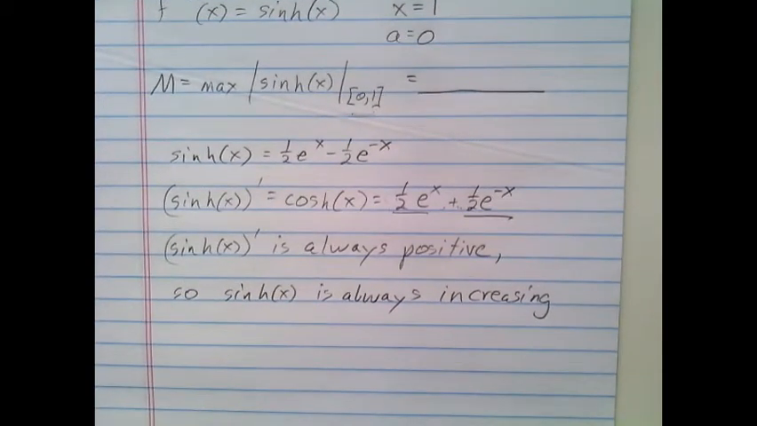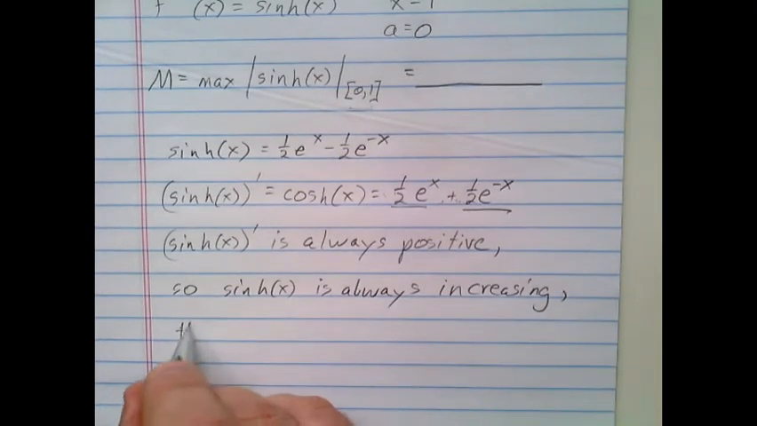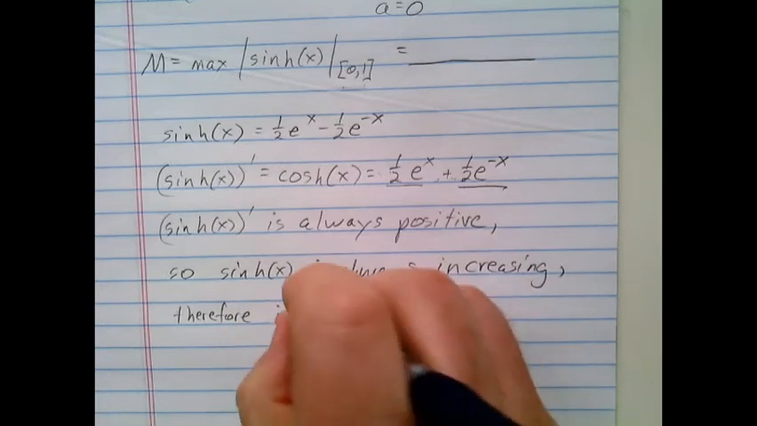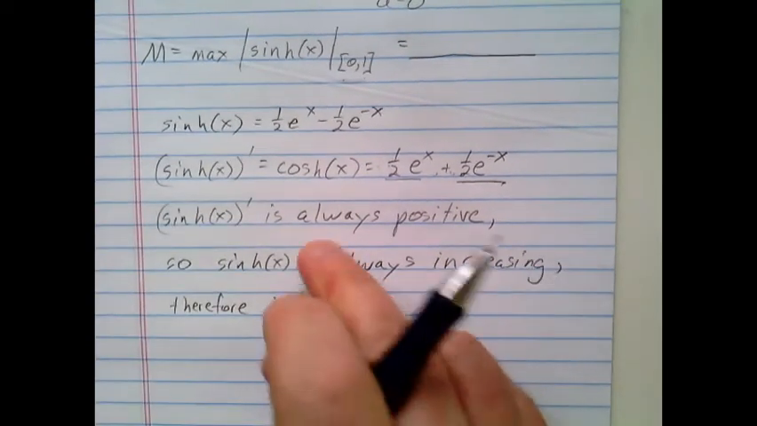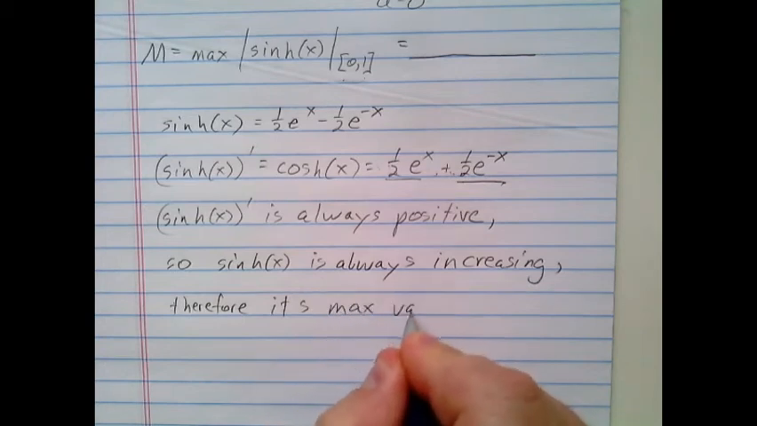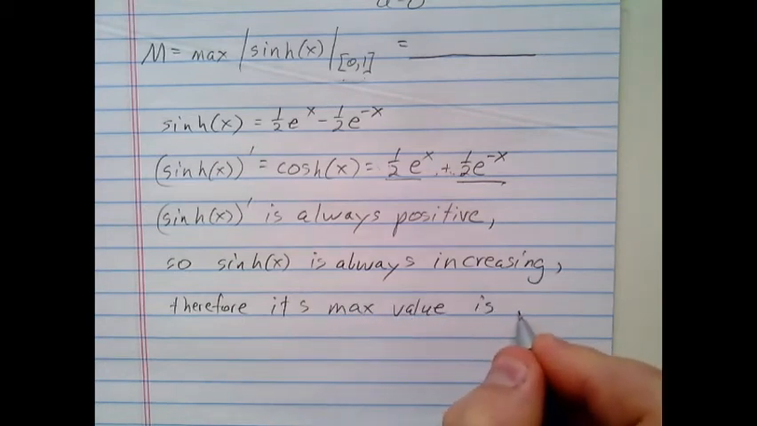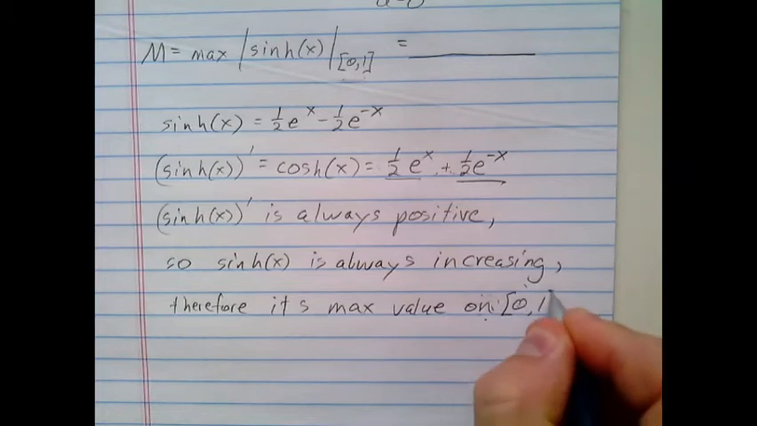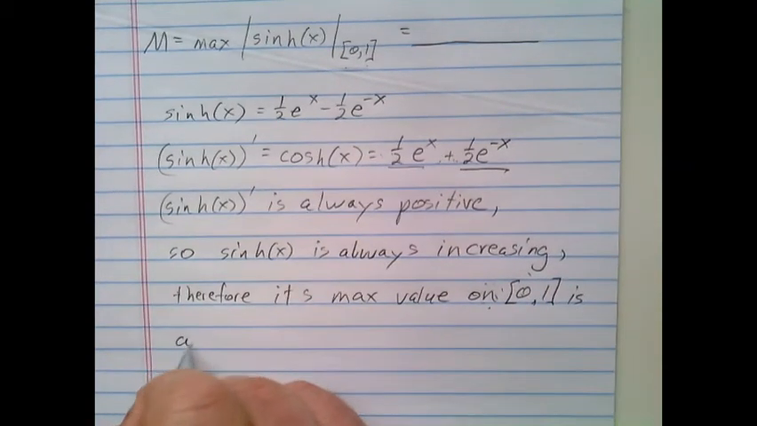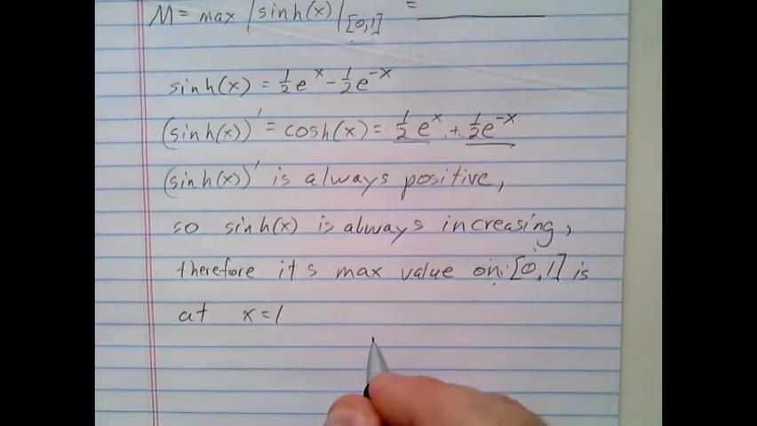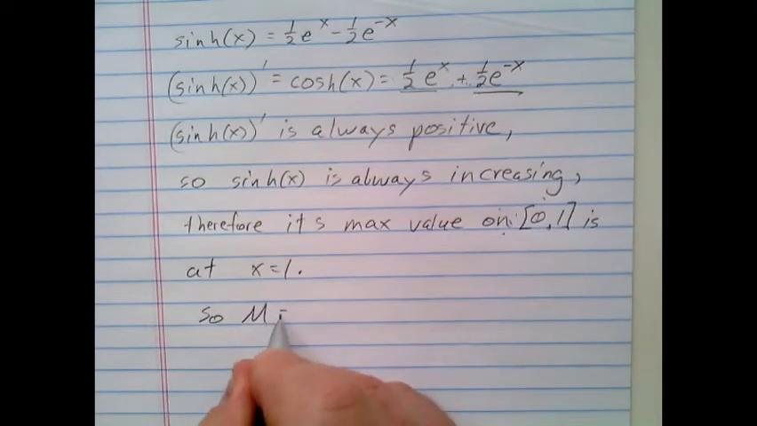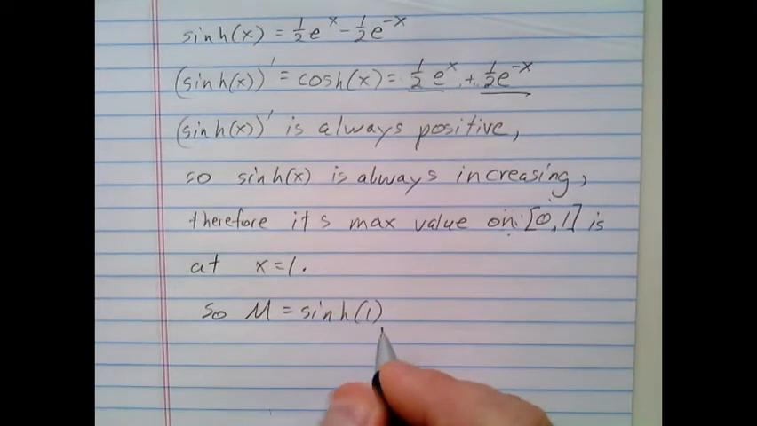But anyway, since hyperbolic sine is always increasing, we can say, therefore, its max value, there's no apostrophe in its when we're using it as a possessive, its max value on the interval from 0 to 1 is at x equals 1. So m equals hyperbolic sine of 1.